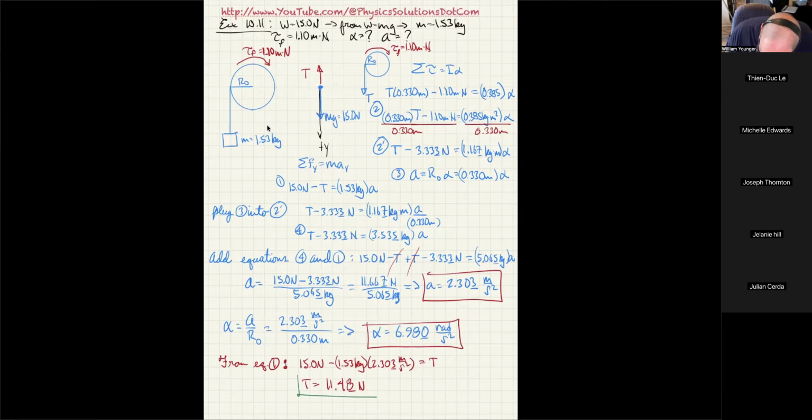Now, notice that tension is less than the 15 newtons that the block weighs. So that means the block will clearly be accelerating downward because the tension is not enough to hold it up.